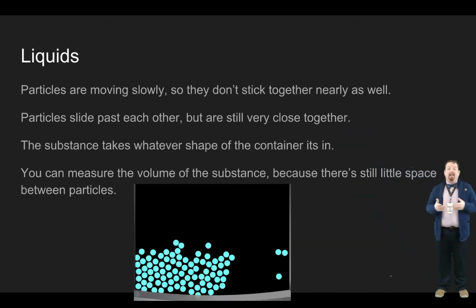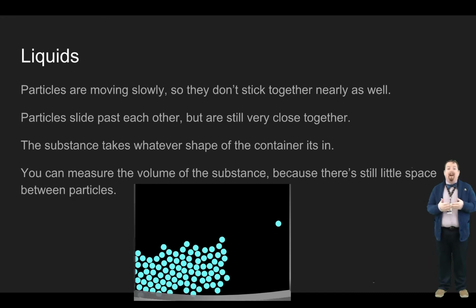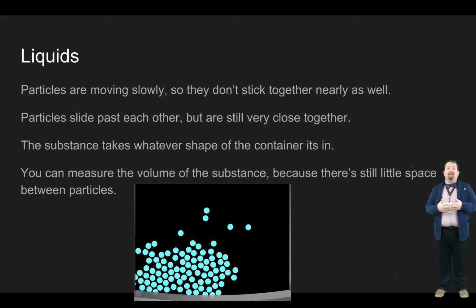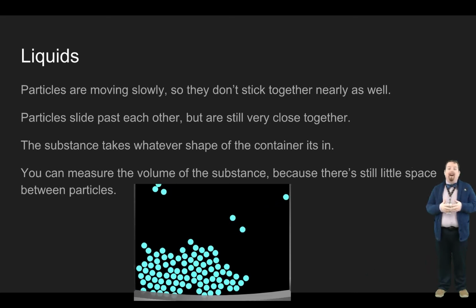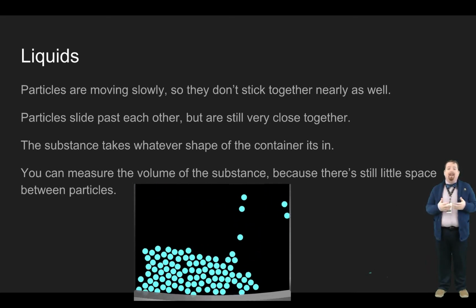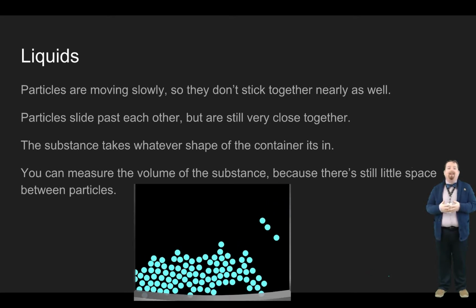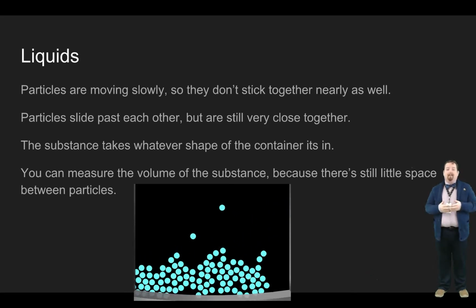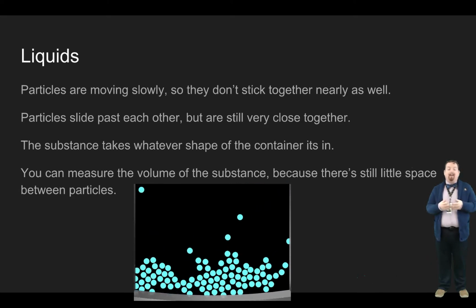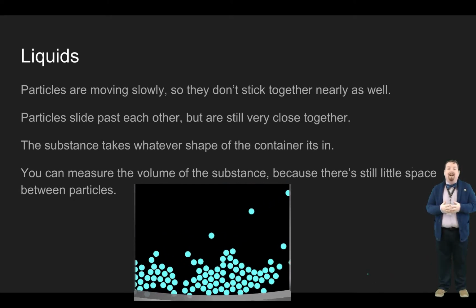Liquids are similar to solids in that the particles are very close together, but they're no longer in fixed positions. In a liquid, those particles can slide right past each other and move around just fine. Since those particles are able to move around, the liquid doesn't keep its own shape. It takes the shape of whatever container it's in. And since there's still very little space between particles, we can measure the volume just fine.